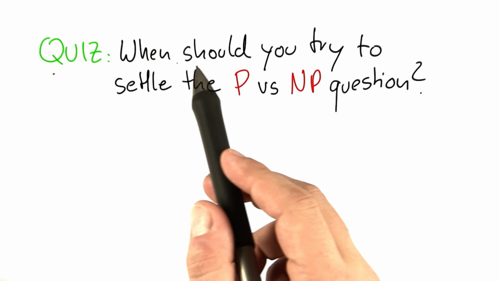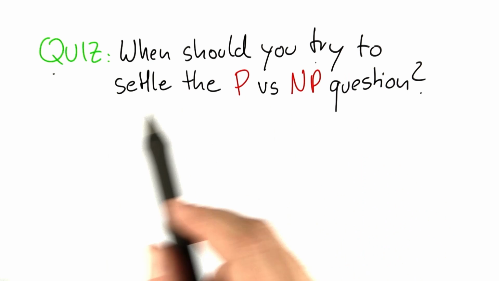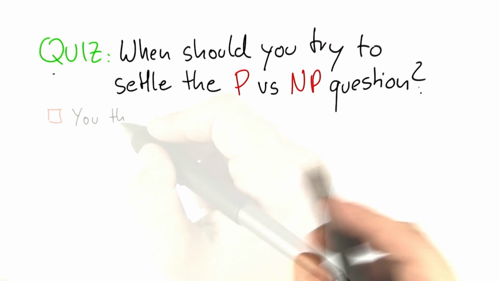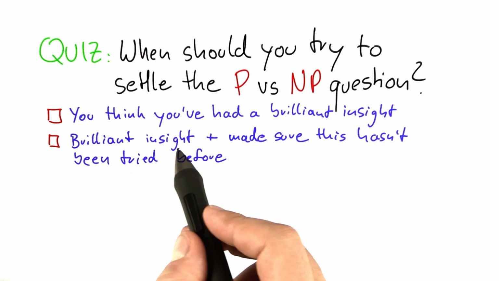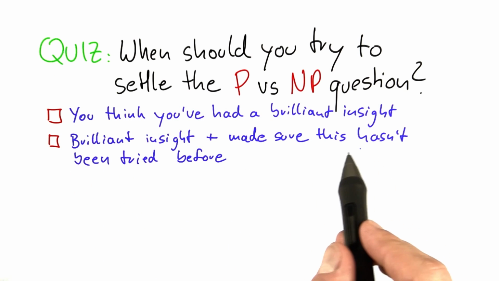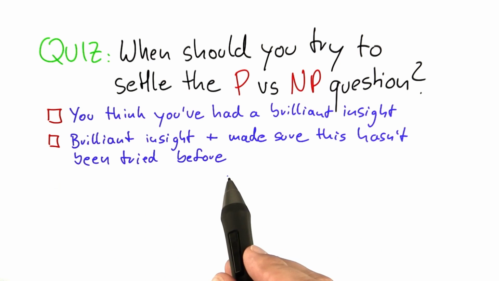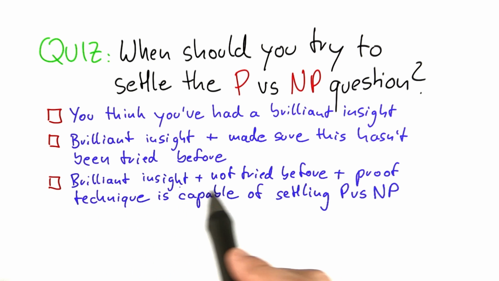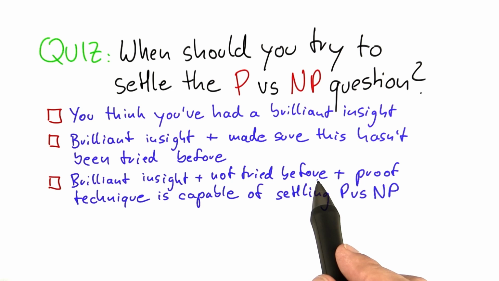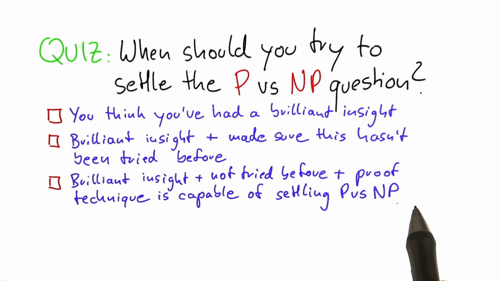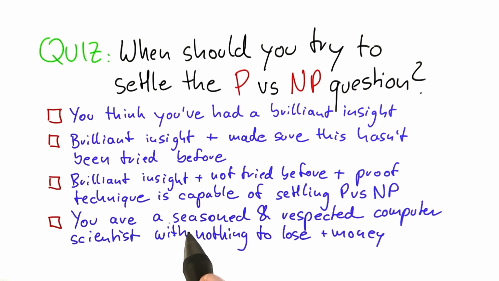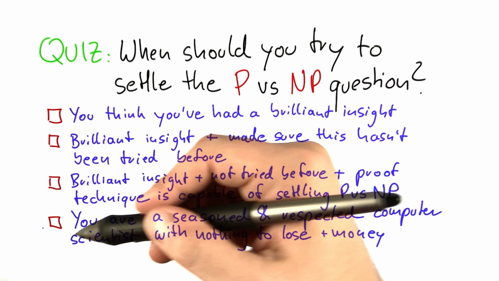When or under what circumstances should you try to settle the P versus NP question? Is it when you think you've had a brilliant insight? Is it when you've had a brilliant insight and you have made sure that this hasn't been tried before? Or is it when you've had a brilliant insight that you've made sure no one has tried before and you know that your proof technique is actually capable of settling the P versus NP question? Or is it when you are a seasoned and respected computer scientist with nothing to lose and enough money or savings to sustain yourself? So please check all of the correct ones.